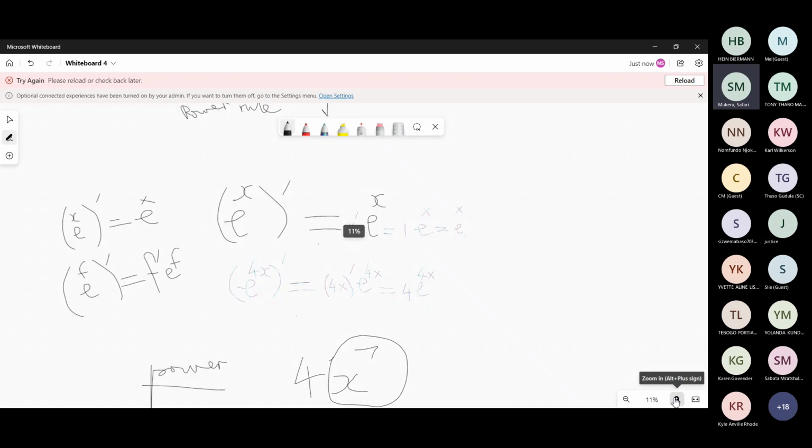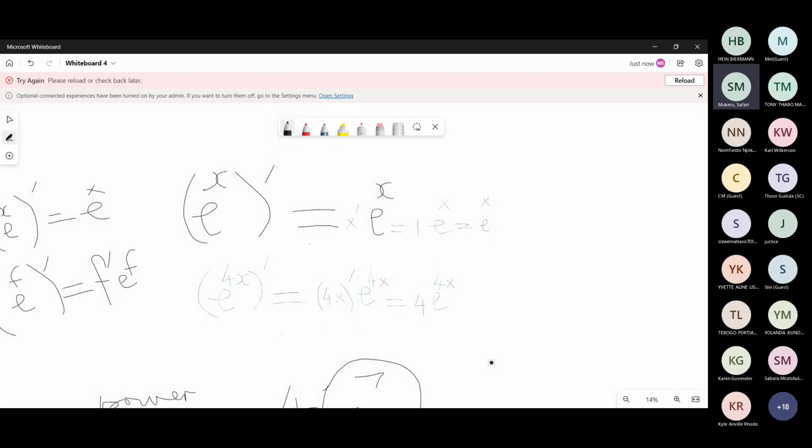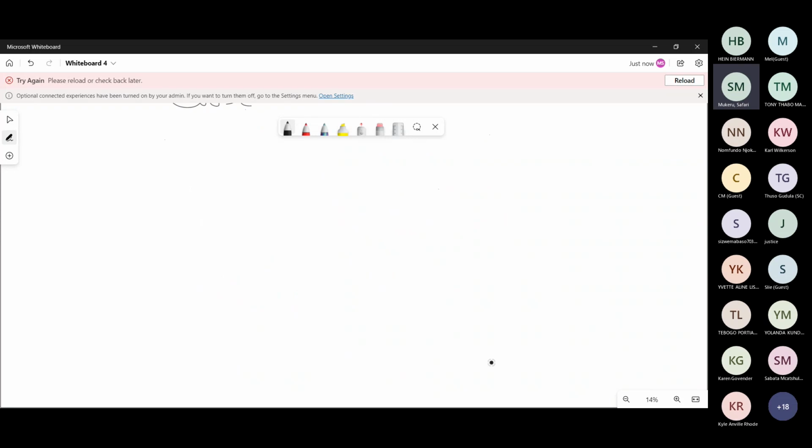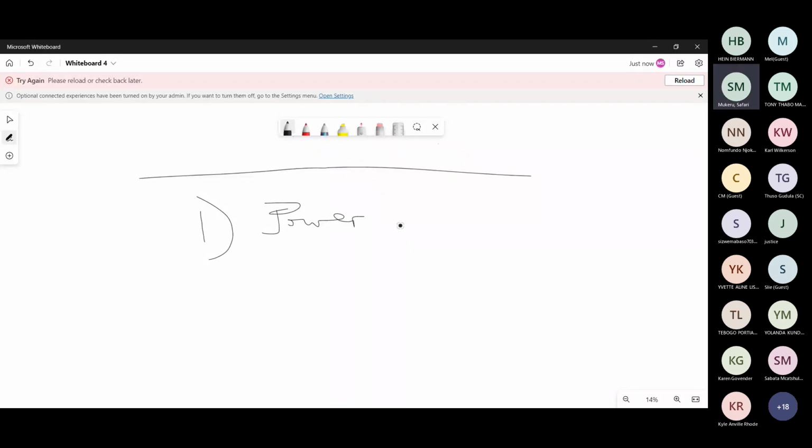Let me summarize here, as a teacher. Let me summarize this way. Up to now, we have already seen two rules of differentiation. One is the power rule. We'll see many others.